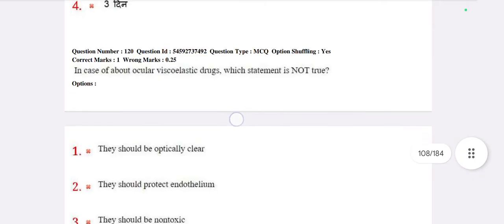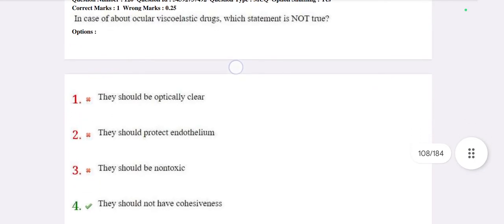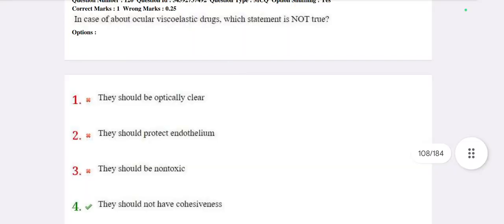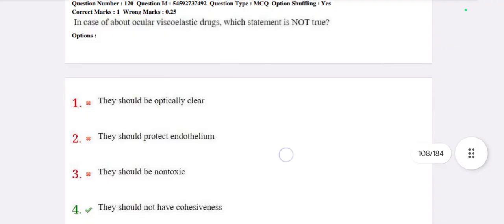Next question is, in case of an ocular viscoelastic drug, which statement is true? They should be optically clear. They should protect endothelium. They should be non-toxic, or they should not have corrosiveness. Correct answer is they should not have corrosiveness.